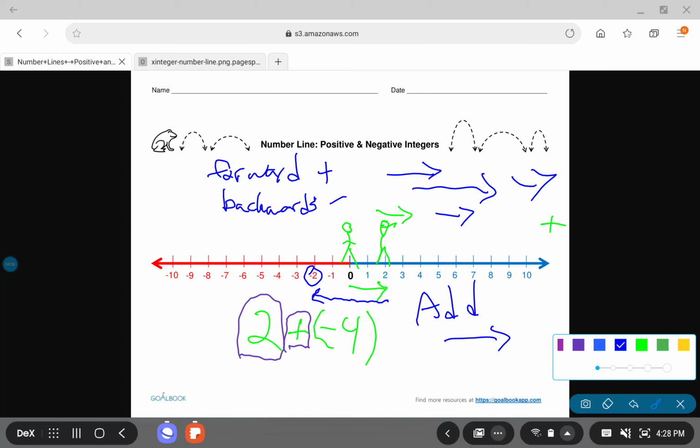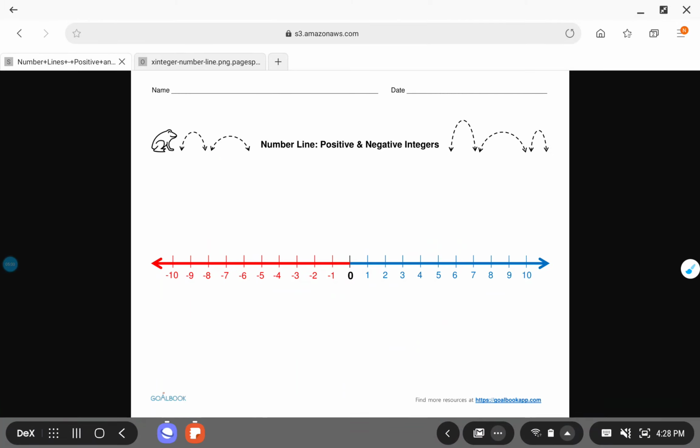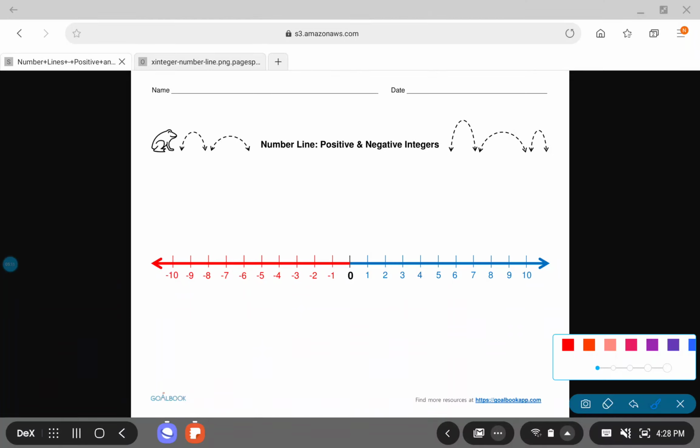Today's lesson was very similar, but today we introduced subtraction on a number line. So on subtraction, let's show what this looks like. I'm going to use the same numbers, 2 and 4. This one I'm going to do 2 minus 4. So here's how this looks.